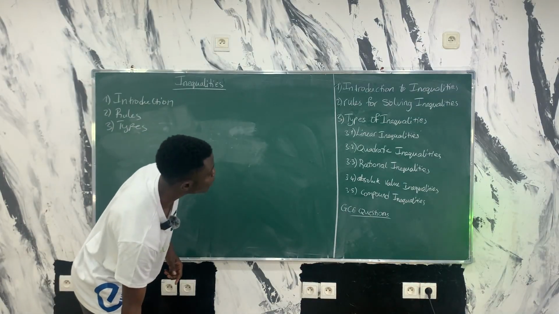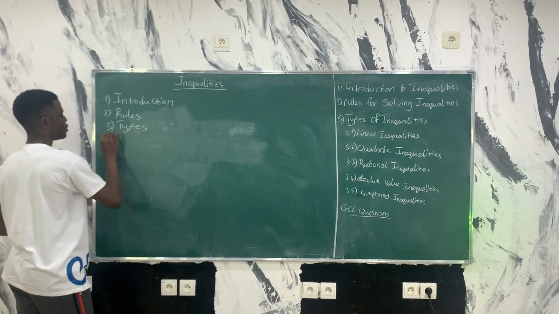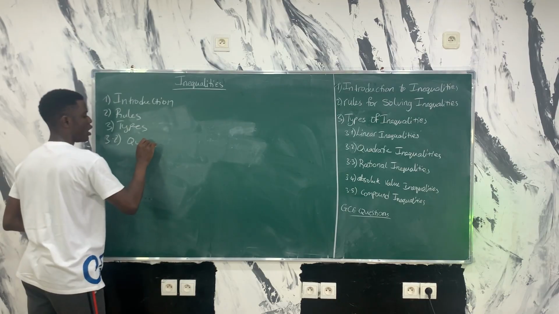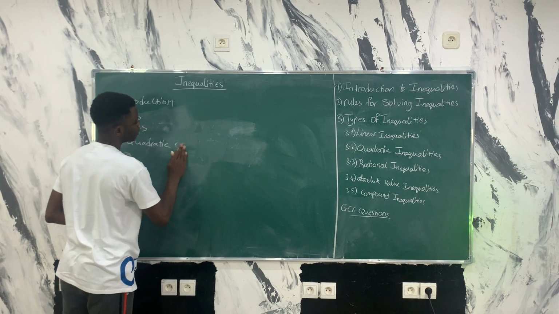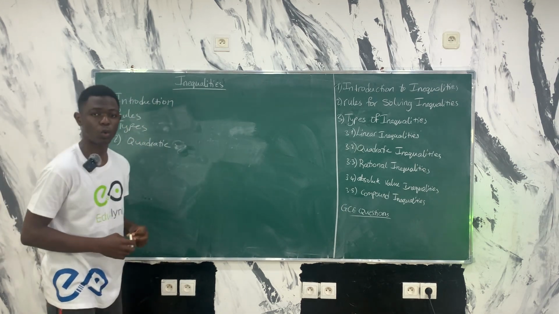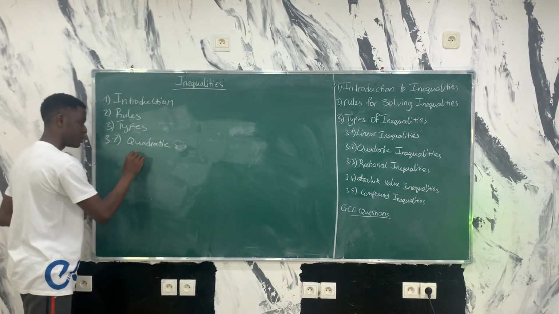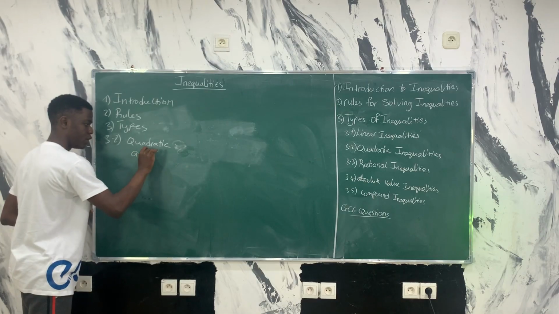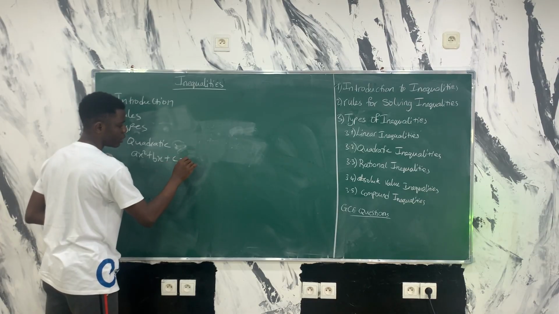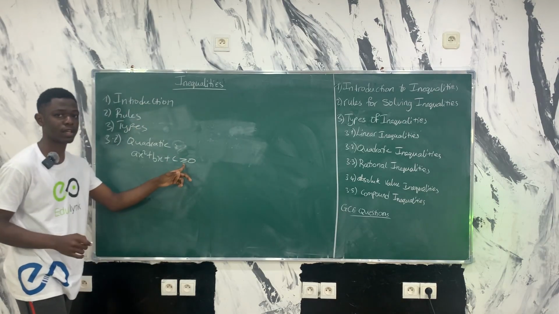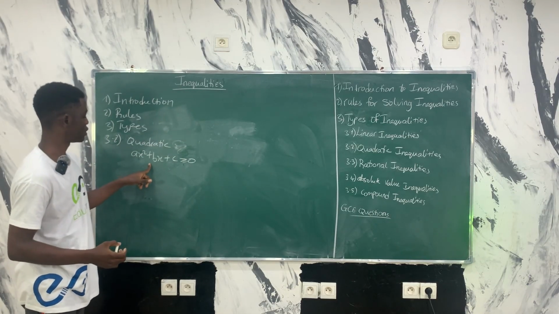Alright, I'll go to the second type of inequality, which is quadratic inequalities. So what is a quadratic inequality? A quadratic inequality is any type of inequality of the form ax squared plus bx plus c, with any inequality sign here. So here we can see that the highest degree of x is 2. So it's a quadratic equation.